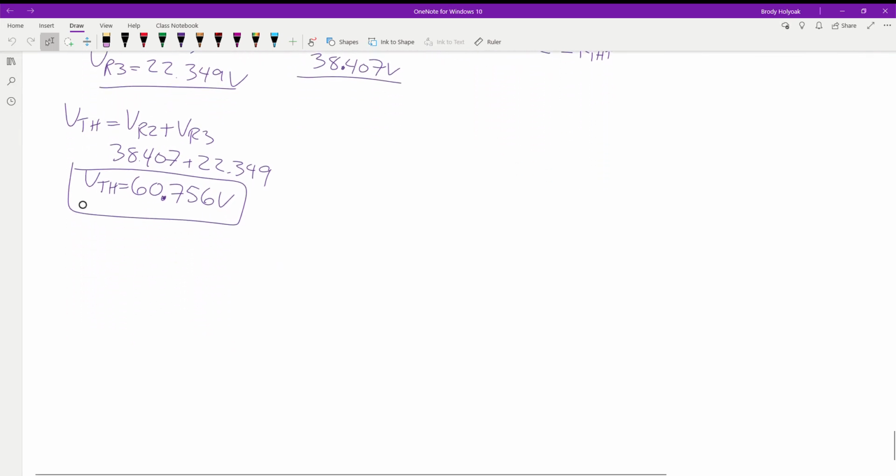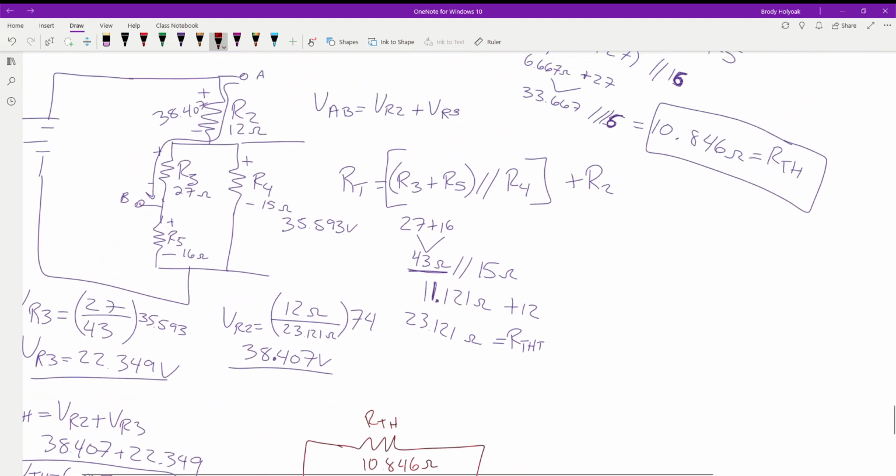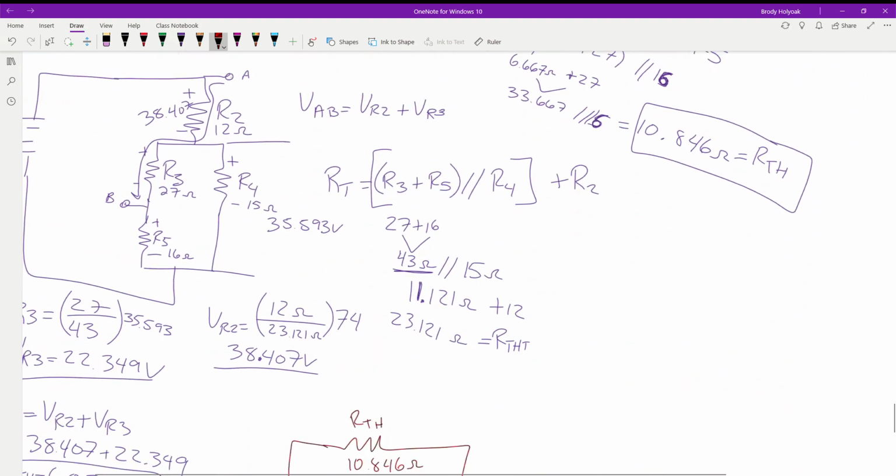So now we throw it into our Thevenized circuit. So we've got 60.756 volts. Our R Thevenin is 10.846 ohms. And our R load, which was 27 ohms.